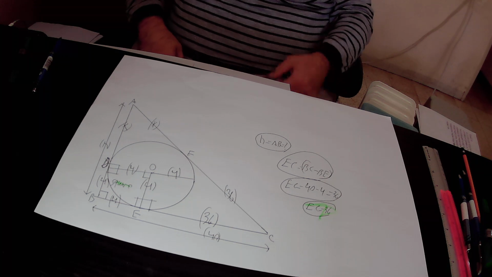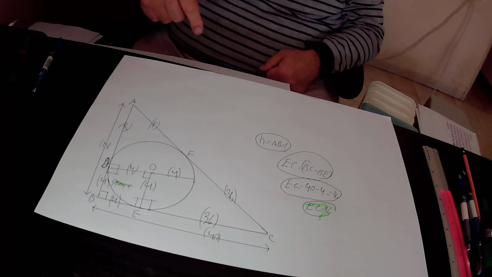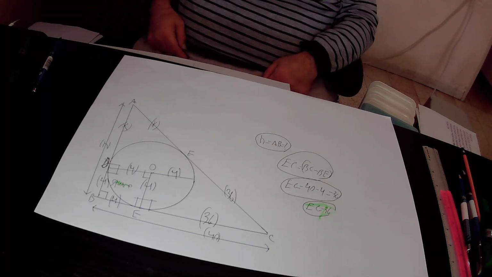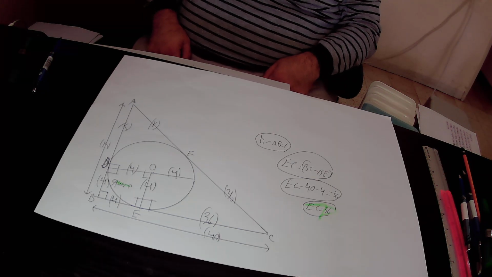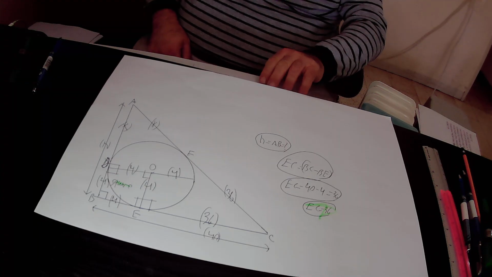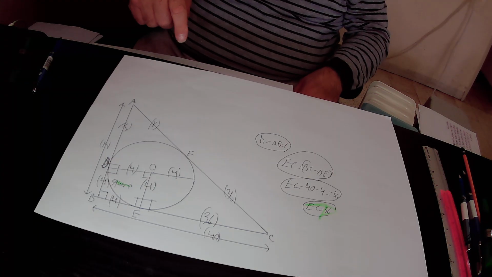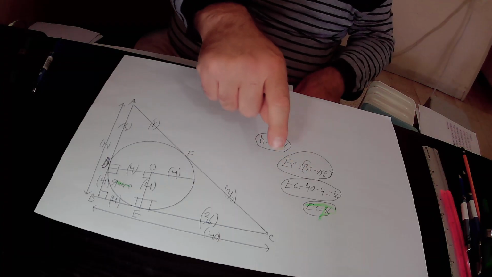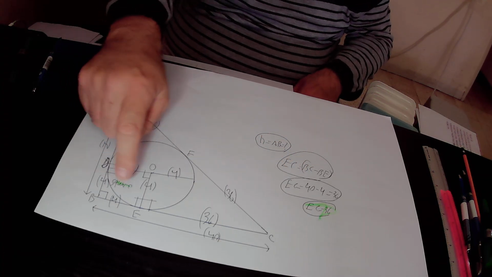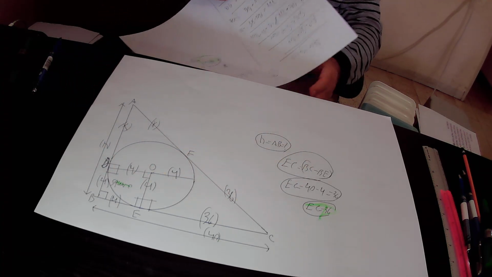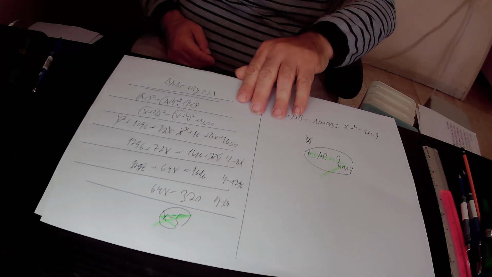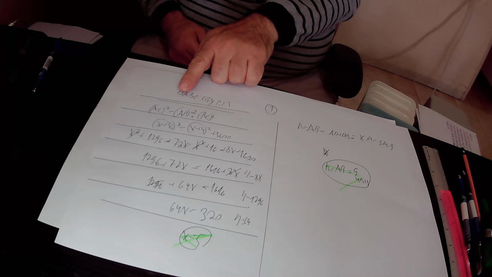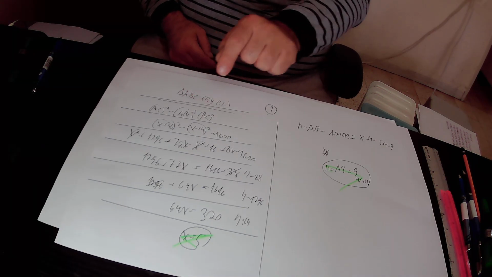The next step, we apply the Pythagorean theorem to this big right triangle ABC. According to the Pythagorean theorem, in any right triangle, the square of the hypotenuse equals the sum of the squares of the other two sides. So in this right triangle ABC, AC squared, that is the square of the hypotenuse, must equal AB squared plus BC squared.